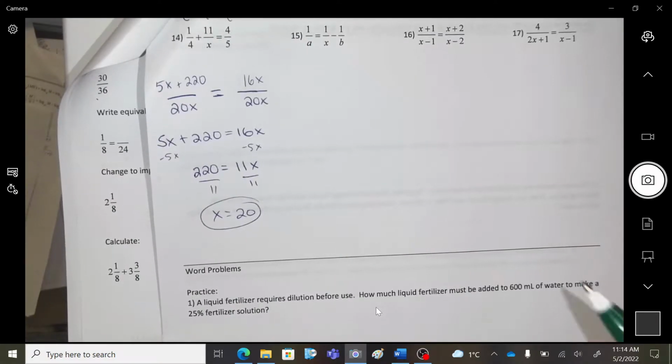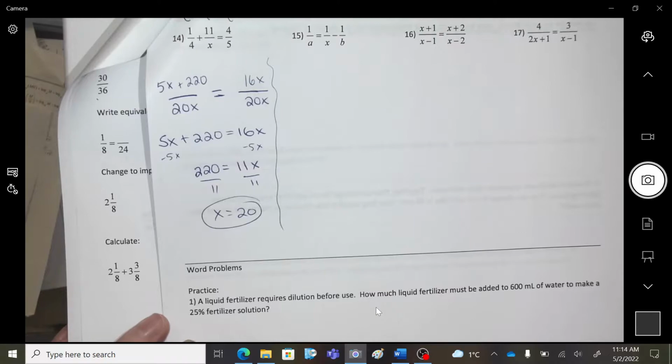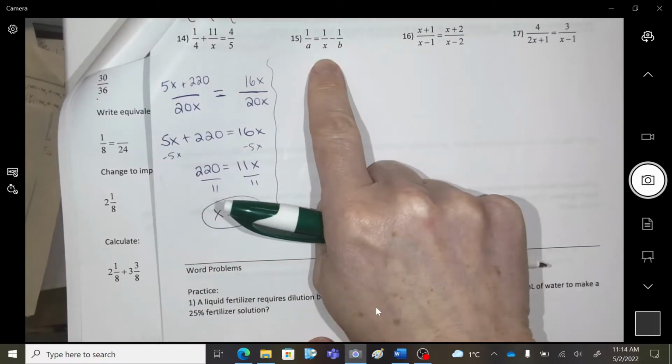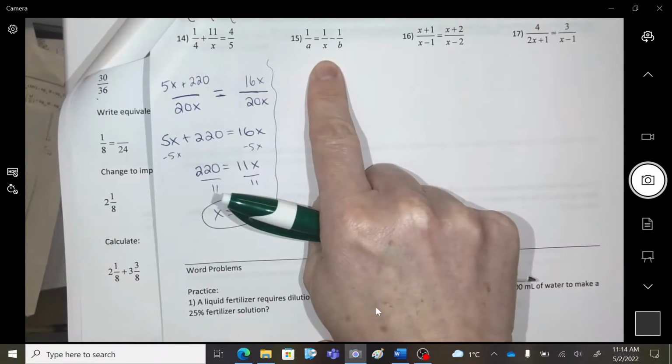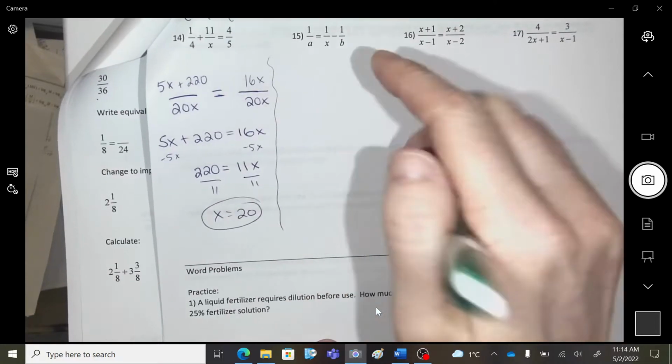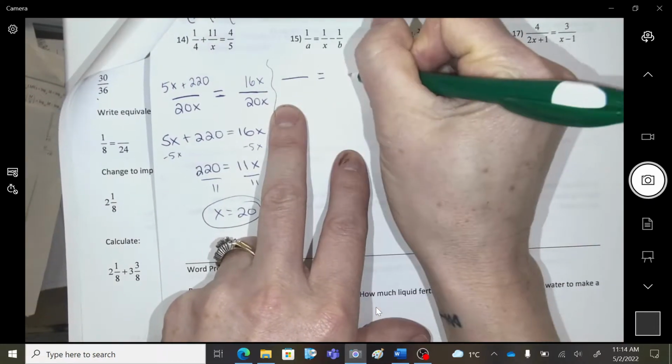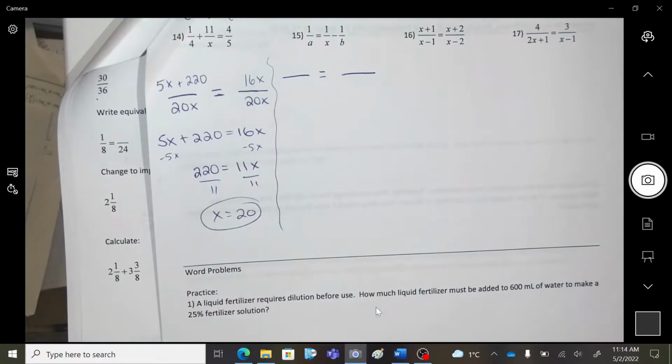Okay, number 15. First of all, did I cross multiply or not? No, it's not a cross multiply. So I'm going to go like that. I got to make same fraction bottoms. Okay, what do I all need in my denominator? I need an a in there, I need an x in there, and I need a b in there. I need them all.